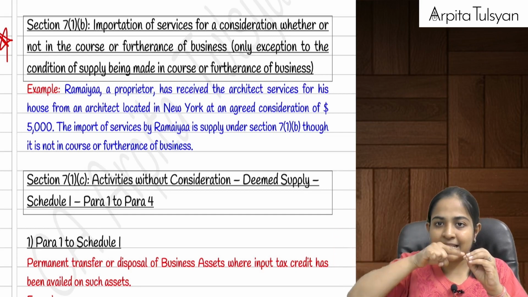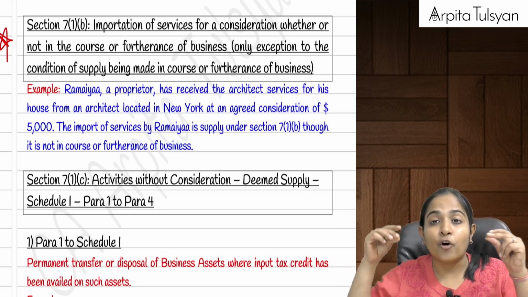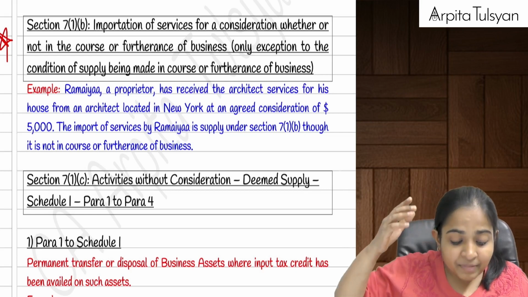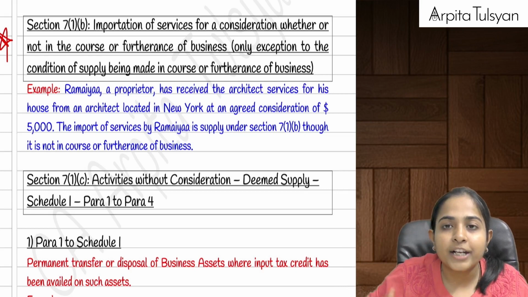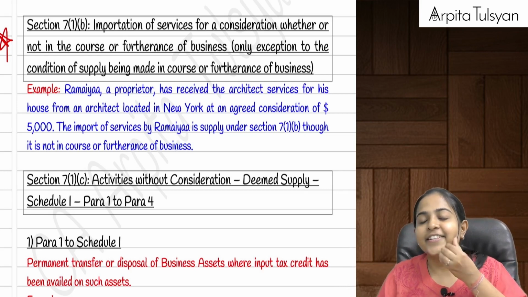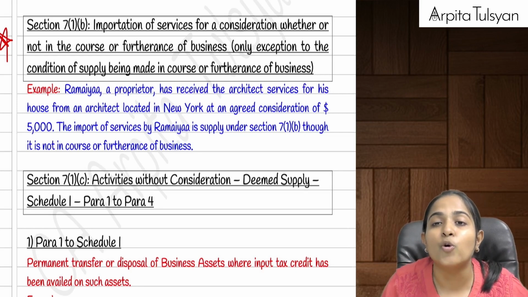Can we say there is a supply? Yes, there is a supply for which there is a consideration involved. But ma'am, then what is the exceptional point? The exceptional point is whether or not it is in the course or furtherance of business. What did we study in the earlier two points? Whatever transaction we were doing was in the course of business only.